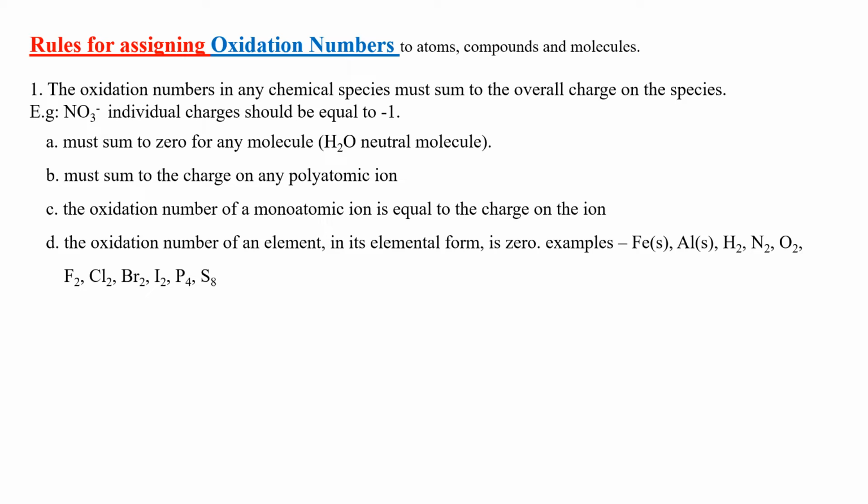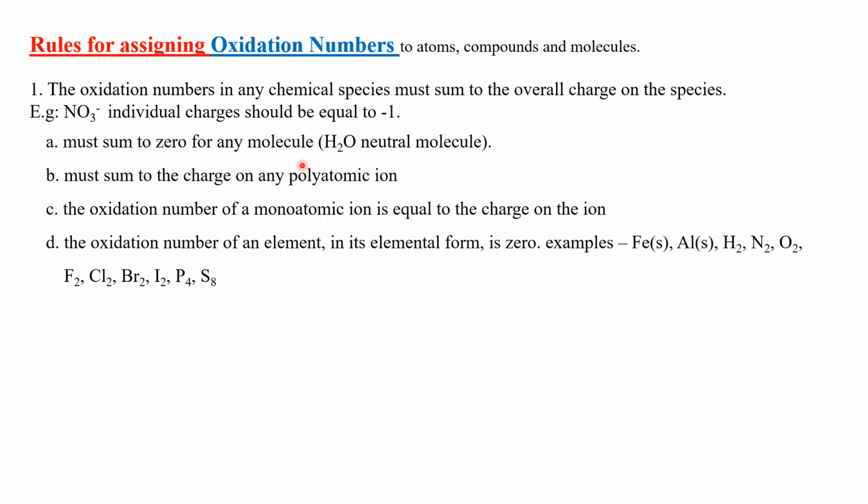The first rule is that the oxidation numbers of any chemical species must sum to the overall charge on the species. If the chemical species you are considering is a charged cation or anion, the sum of the individual oxidation numbers, or individual charges of each atom, should be equal to the charge on the ion. That is rule number one. And it must sum to zero for any neutral molecule.